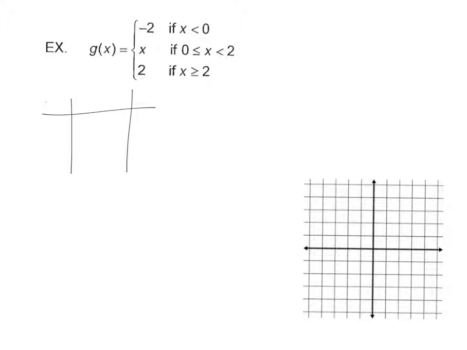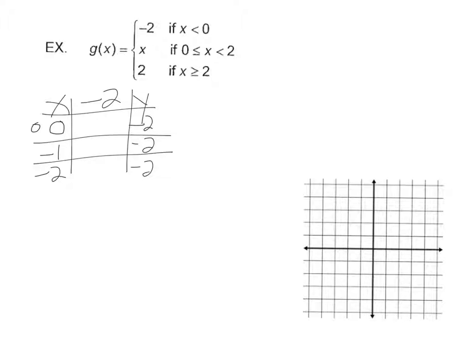For the first table, the function is -2, and x is less than 0. So 0 is my starting point, and because it does not have the equal to, I know it will be an open circle. So a couple of numbers less than 0, let's do -1 and -2. I don't have an x to plug into, so all of my y's will be -2.